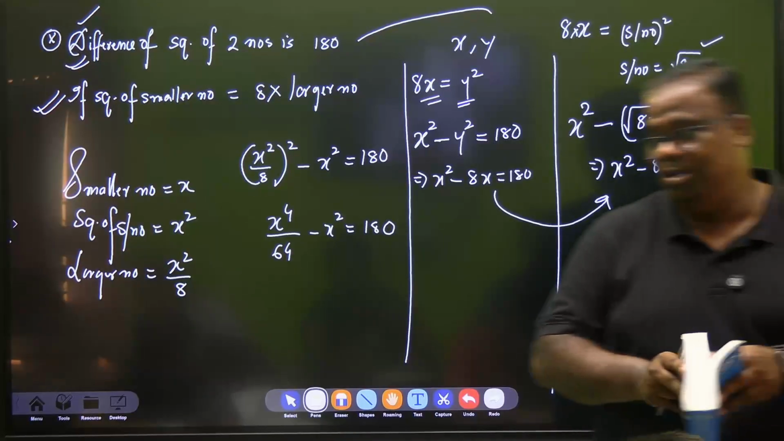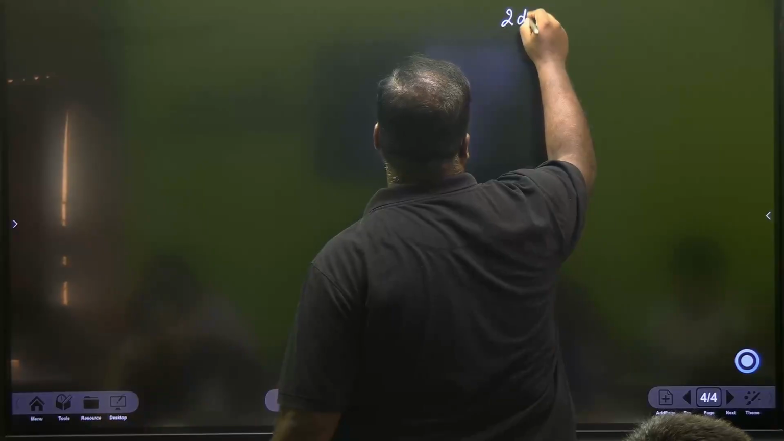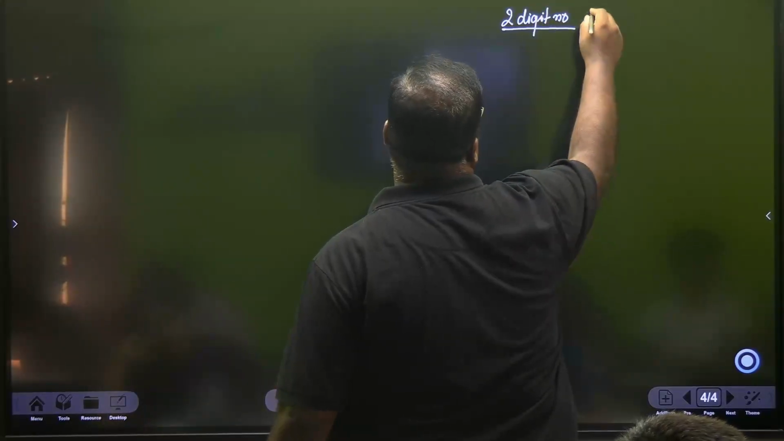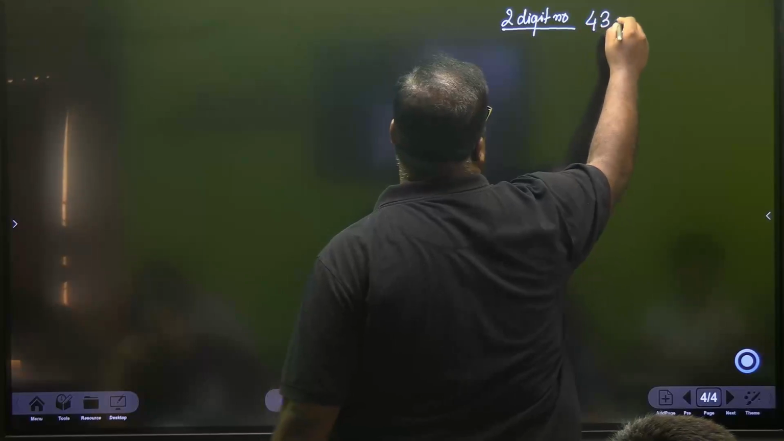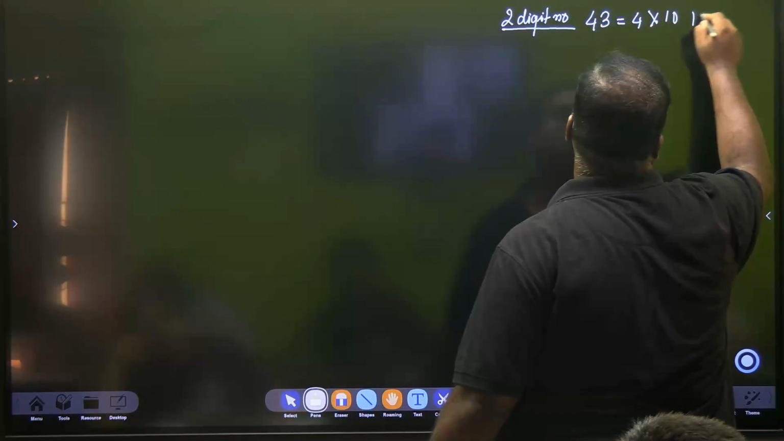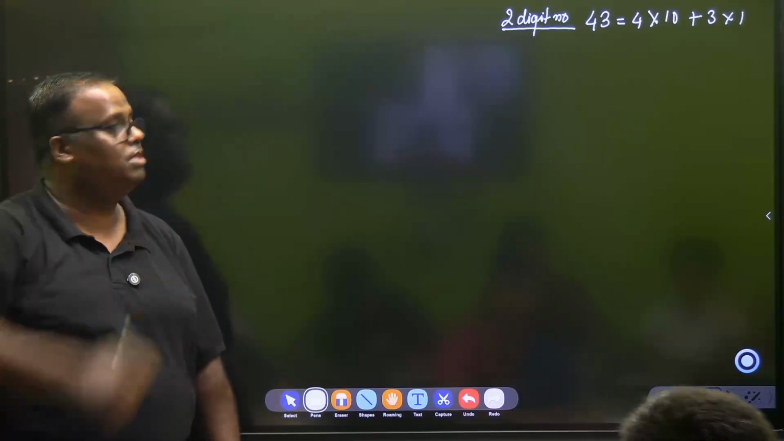Okay, digit problems. You know digit problems? 2-digit number, 3-digit number. So let's have a quick recap on digits. We need to go to grade 1 now. A 2-digit number is 43. Write in expanded notation. This is 4 tens plus 3 ones. Remember that. A 2-digit number is 4 tens plus 3 ones.